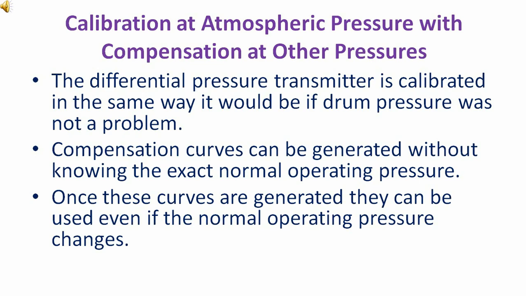Calibration at atmospheric pressure with compensation at other pressures. The differential pressure transmitter is calibrated in the same way it would be if drum pressure was not a problem. Compensation curves can be generated without knowing the exact normal operating pressure. Once these curves are generated, they can be used even if the normal operating pressure changes.